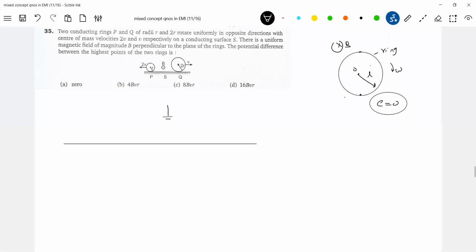B bar out of the plane, velocity. So this should be the ring Q. There's a point Q. Here B bar is out of the plane. So this should be the velocity.